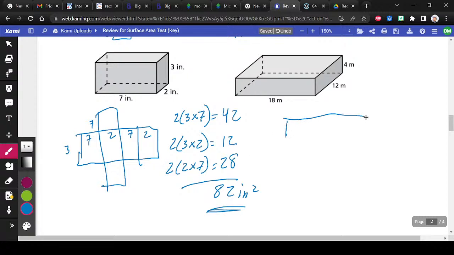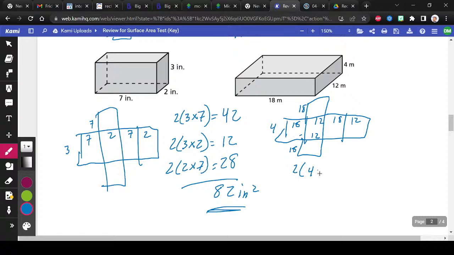Last one. We have a thickness of 4, and we have 18, 12, 18, 12. So 12 and 18, 12 and 18, and we're doing 2 times 4 times 18, and then 2 times 4 times 12, and then 2 times 12 times 18.